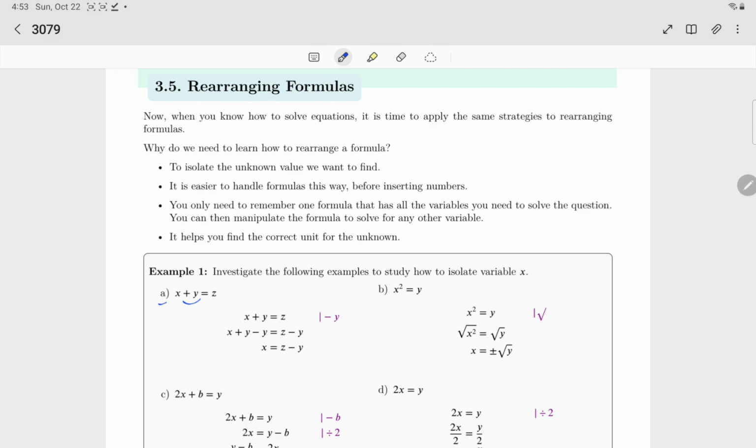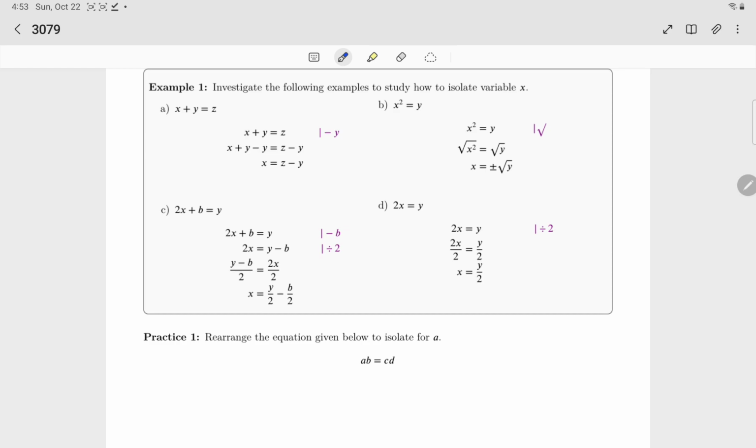We rearrange the formula to isolate for the unknown value we want to find. Next, we plug in the numbers. To isolate variable x, in example 1, we need to remove everything else from the left side. For example, in question A, we need to subtract y from both sides. This will leave only variable x on the left side.